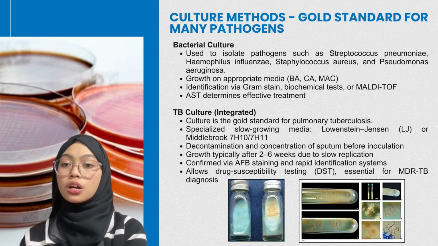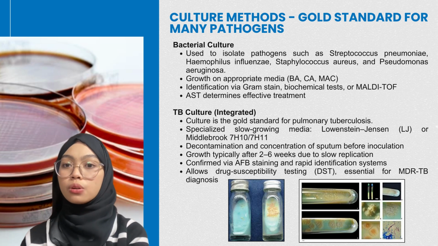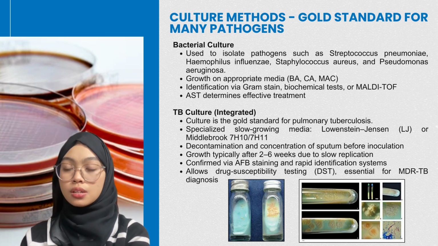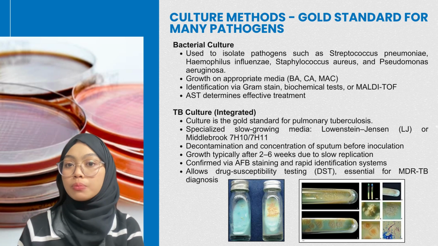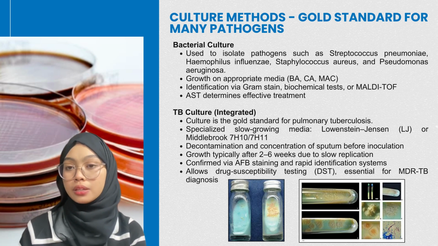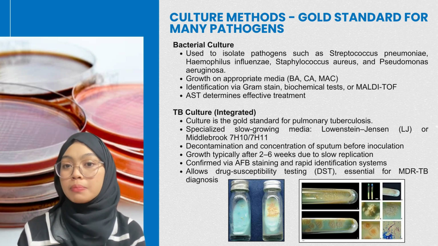In bacterial culture, common respiratory pathogens include Streptococcus pneumoniae, Haemophilus influenzae, Staphylococcus aureus, and Pseudomonas aeruginosa. These are grown on media such as blood agar, chocolate agar, and MacConkey agar. After the colonies grow, we identify them using Gram stain, biochemical tests, or MALDI-TOF. AST is then performed to determine the best antibiotic.